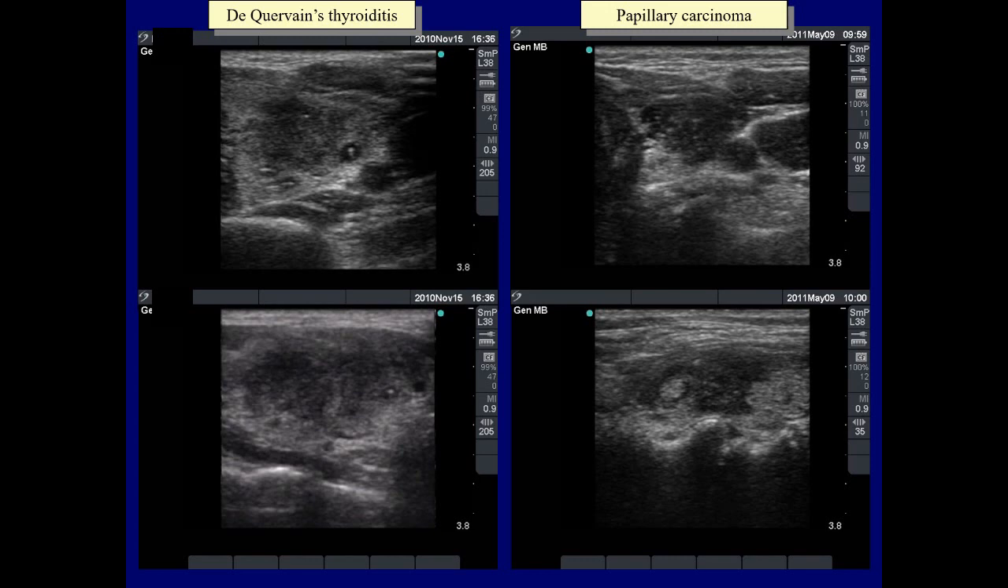Moreover, one hyperechogenic granule in the case of thyroiditis corresponds to microcalcification, while the less bright granules in papillary carcinoma do not. There is another hyperechogenic granule in the thyroiditis case. This is a comet tail artifact.